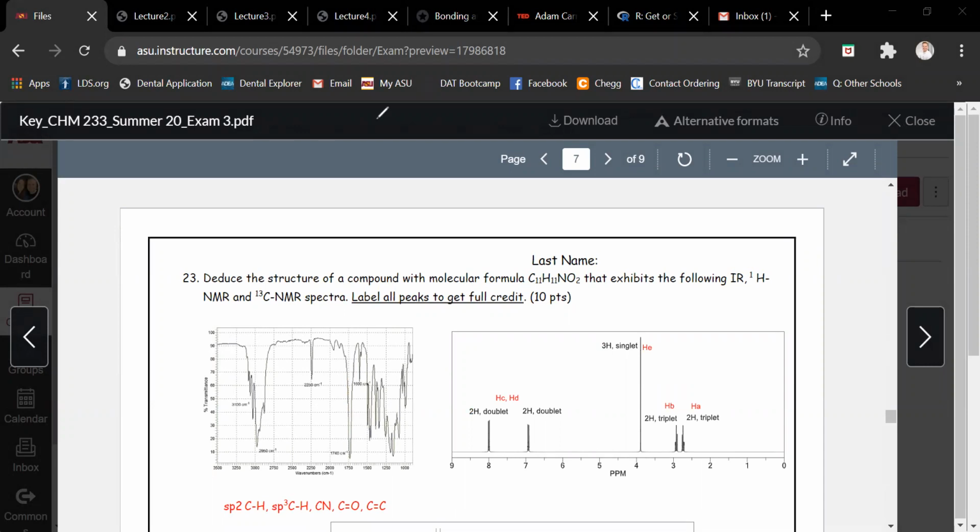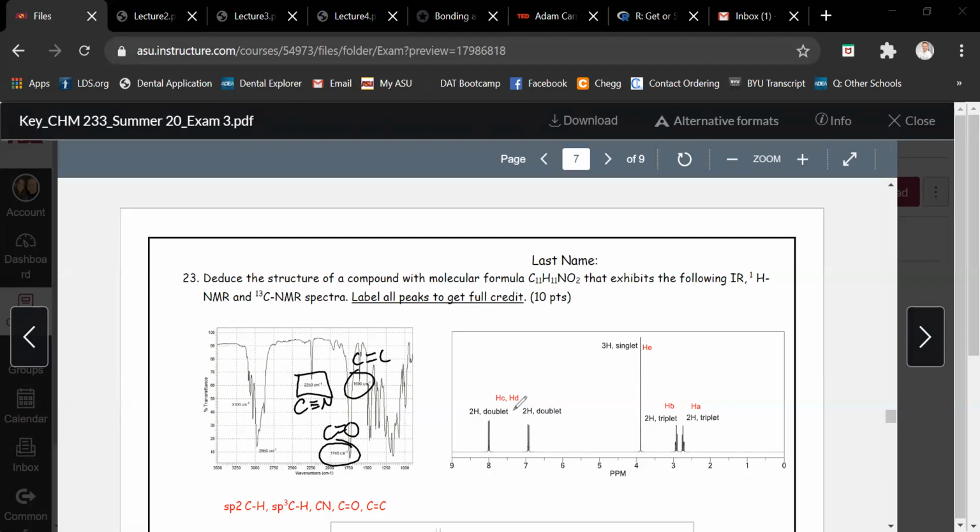Okay, so what's this 2250 telling us right here? Yep, we got a triple bond, right? Most likely a C triple bond N. Okay. We have our sp2 and sp3 CHs. We have a C double bond O and a C double bond C. Okay. That's all good stuff.